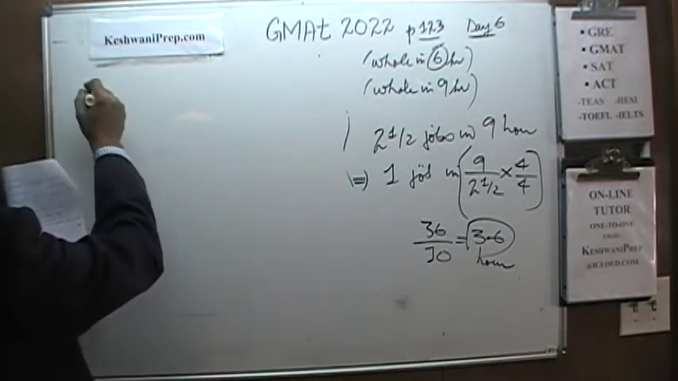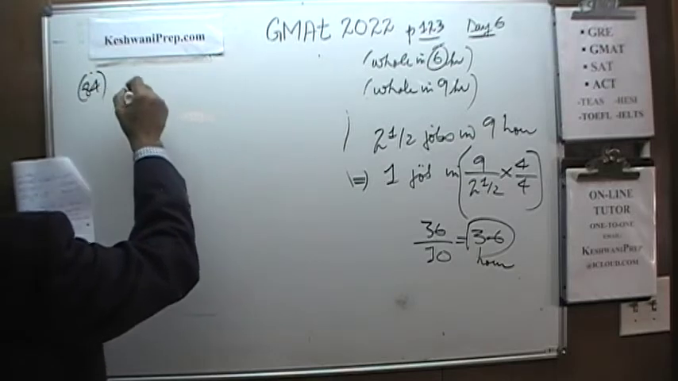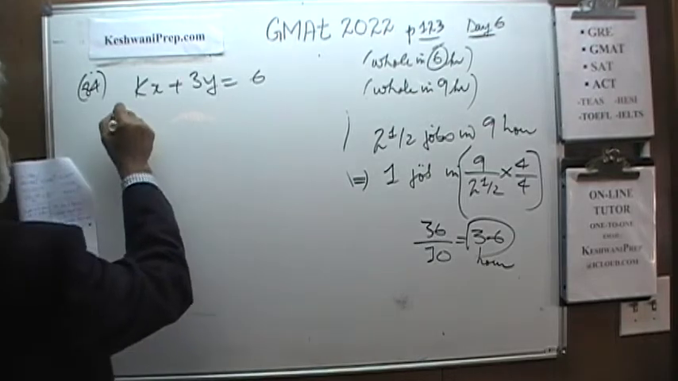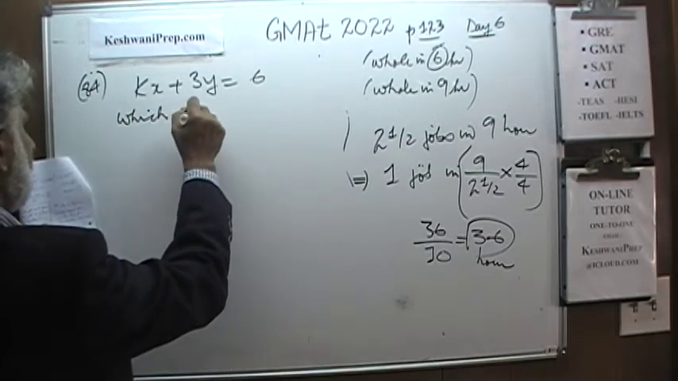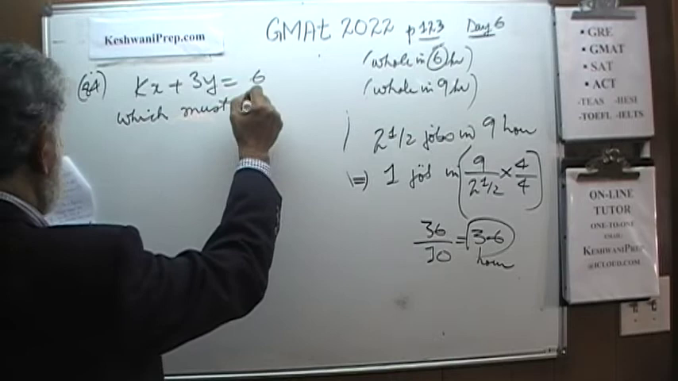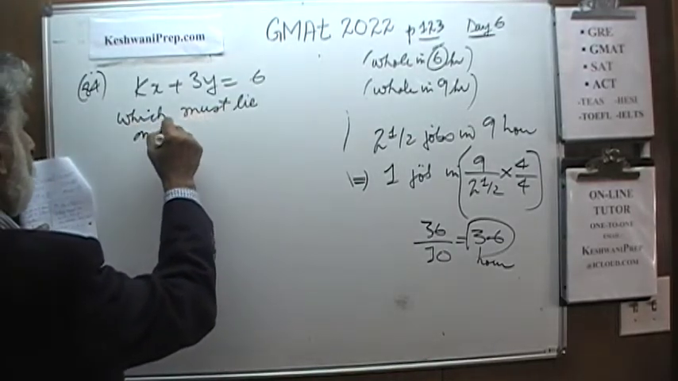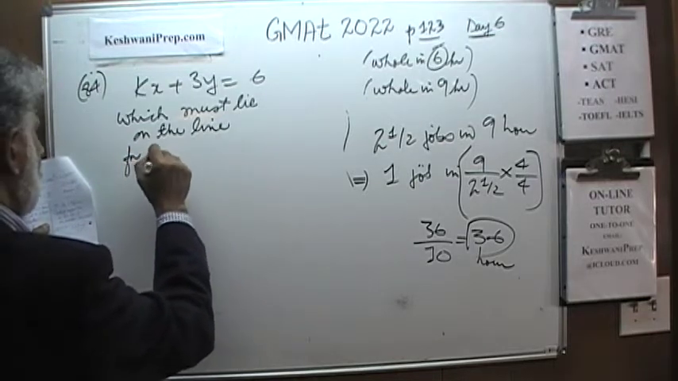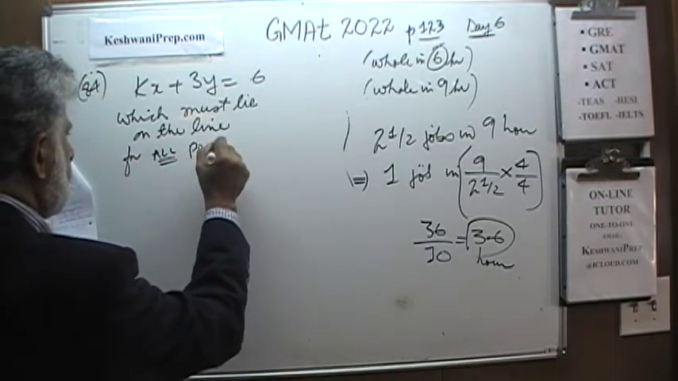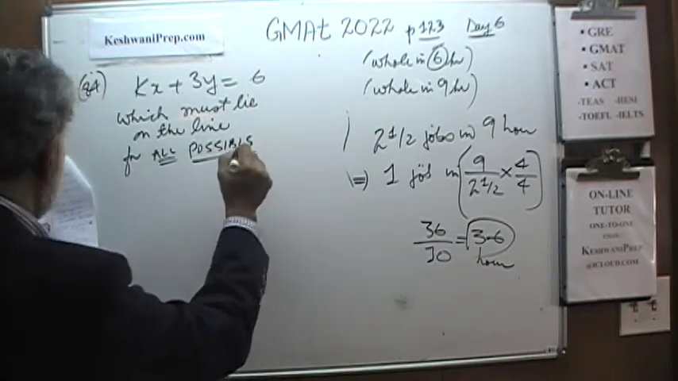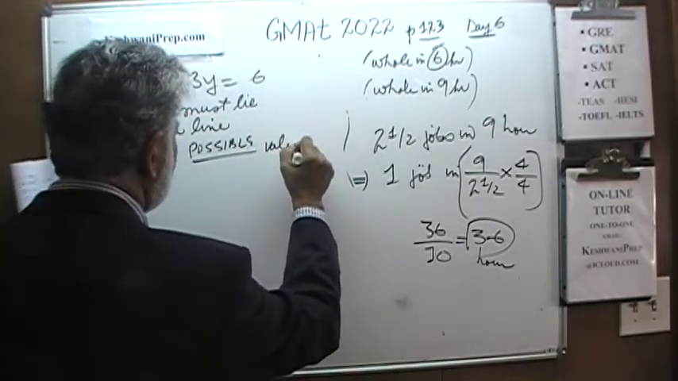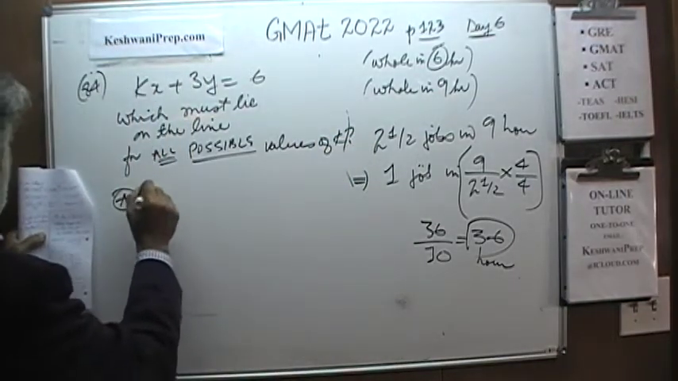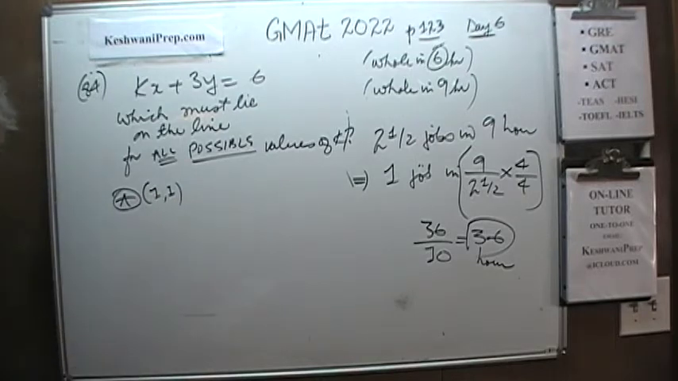Number 84 says that k times x plus 3y equals 6. It says which must lie on the line for all possible values of k. And the first one is 1, 1. Let's see what we can do here.